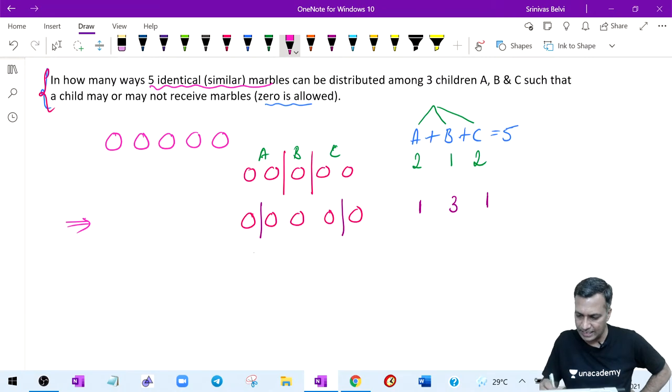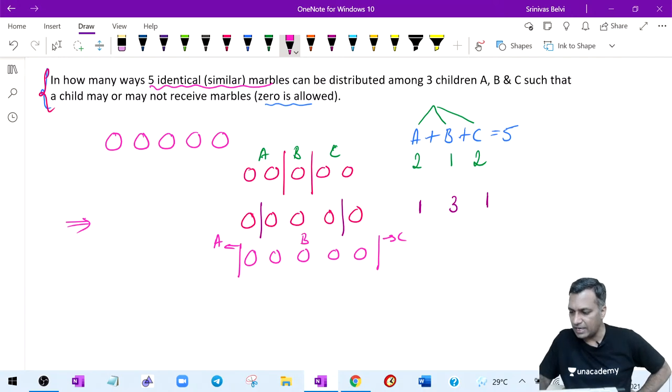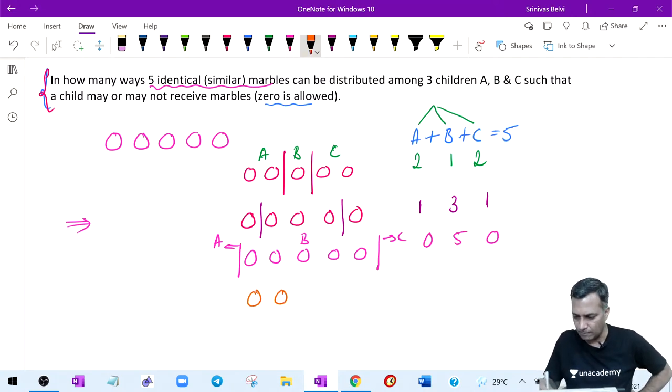What if I put the lines like this? Let's quickly understand this. Marbles are still there intact. What if I put the lines like this? A says, bad luck, I'm not getting anything. C says, bad luck, I'm not getting anything. B says, I'm getting everything. 0, 5, 0.